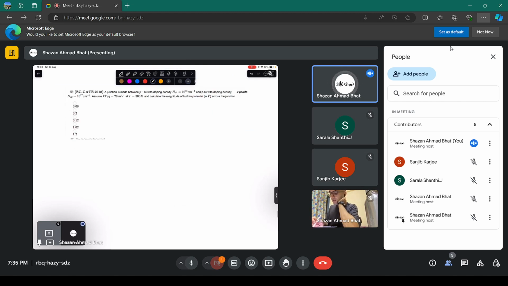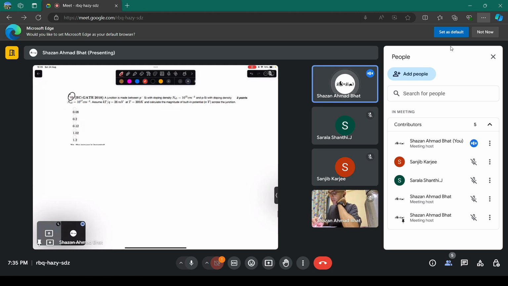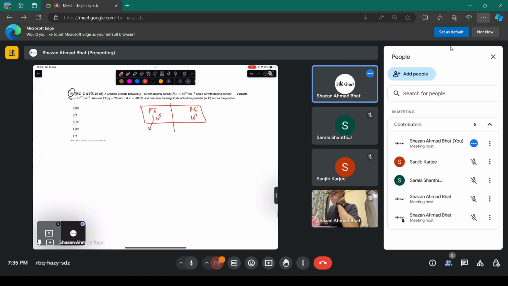Now, the final question has been asked in GATE 2018. It says that a junction is made between P minus silicon and P silicon. P minus silicon is, let's say, it's the same question, homotype junction. यहाँ पे doping 10 to the power 17 per centimeter cube है, यहाँ पे 10 to the power 15 per centimeter cube है. And you need to compute the magnitude of the built-in potential across the junction.